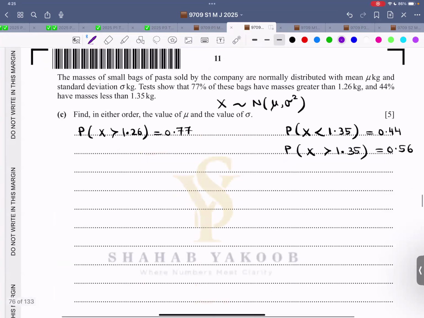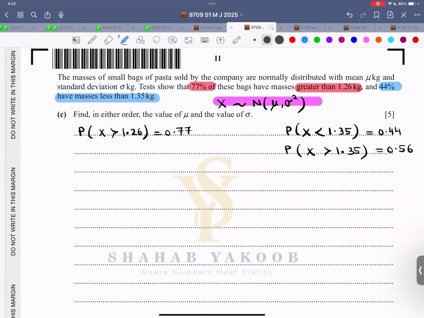Let's talk about this one. Now, the masses of small bags of pasta sold by the company are normally distributed with mean mu and standard deviation sigma. So this is like that thing in which you have to solve simultaneous equations. Now it says tests show that 77% of these bags have masses greater than 1.26 and 44% have masses lesser than 1.35.